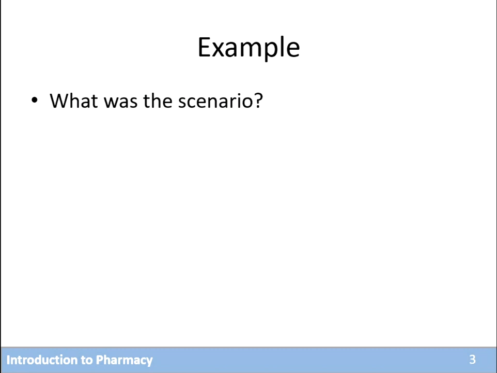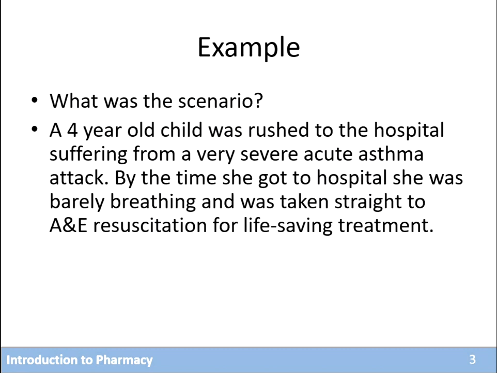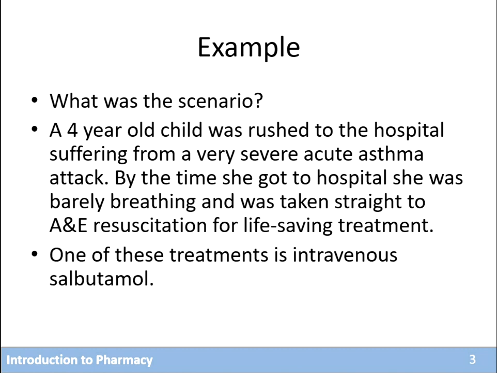So, what was the scenario? First off, we had a young child, a 4-year-old child, rushed to hospital, suffering from very severe acute asthma. By the time she got to hospital, she was in real trouble. She was hardly breathing and was taken straight to A&E resuscitation for life-saving treatment, literally life-saving. And one of those treatments is intravenous salbutamol. An important thing you need to know is that the girl weighed 15 kilograms.